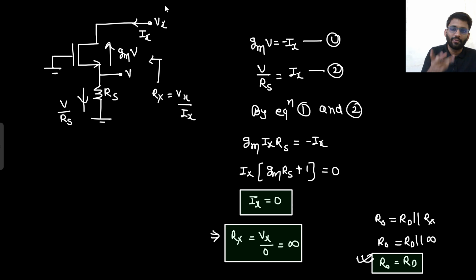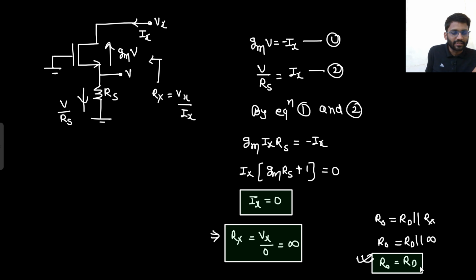Why is it so? Because we applied it, and then we got to know that this is a fixed value, so Ix is equal to 0. If Ix is equal to 0, R0 is infinity. So the R0 we are getting is R0 parallel with RD. I will give you one more intuitive approach to understand this.